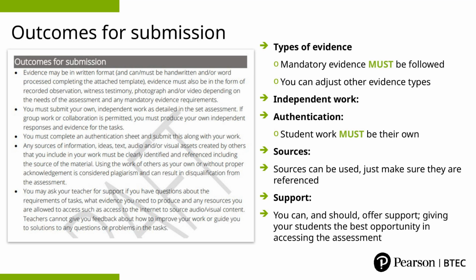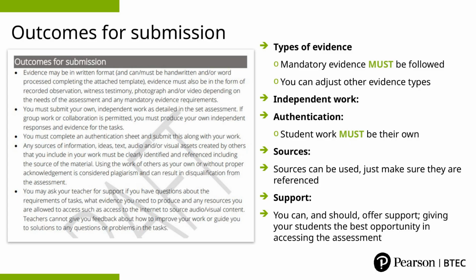The specification and AAB will state if specific mandatory evidence is required. These must be followed at all times. Where there are no mandatory requirements, you can adjust the type of evidence to support a student's needs. But you must make sure the evidence enables the student to achieve the scope of the assessment criteria.